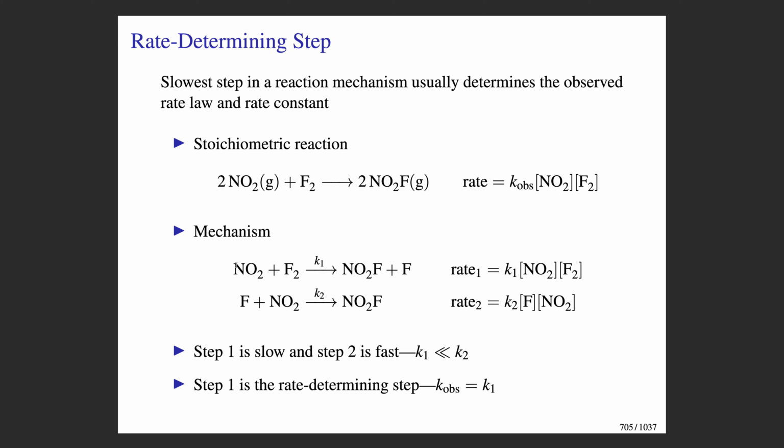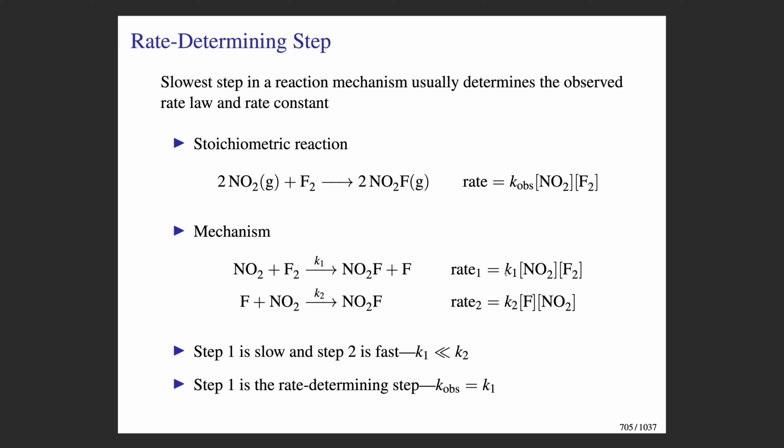Okay, so you've got NO2 collides with the fluorine. It gives you one of your products and then a fluorine radical, which then goes on to react with another reactant, and that gives you your second product. It's known that the first step here is slow and that the second step is fast, meaning they have very different rate constants. And the one with the smaller rate constant is the slow step. It's the rate determining step.